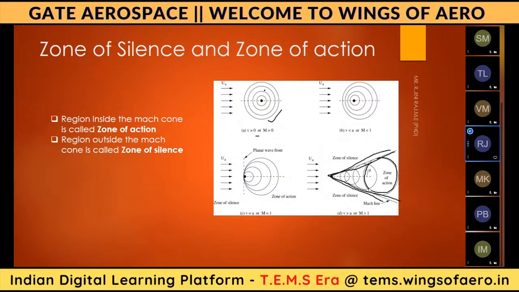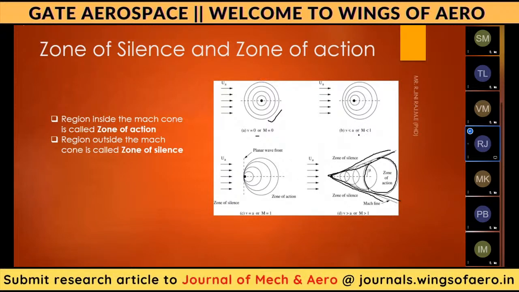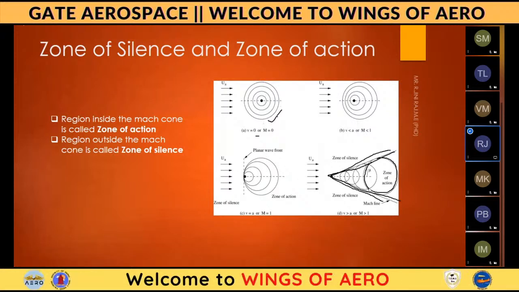That is, the object is at rest. So the propagation will be like this. And in the second one, the object is moving at a subsonic speed. When it is moving at a subsonic speed, we can see the propagation from the first picture; there is a small change in the second picture.